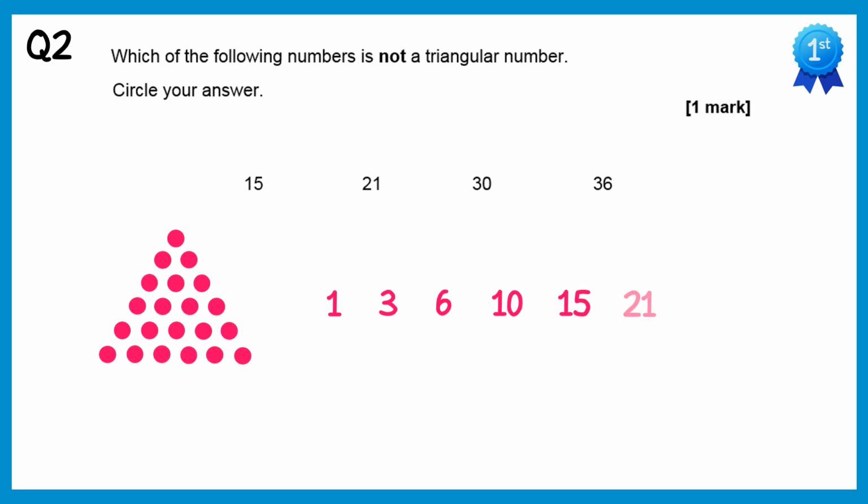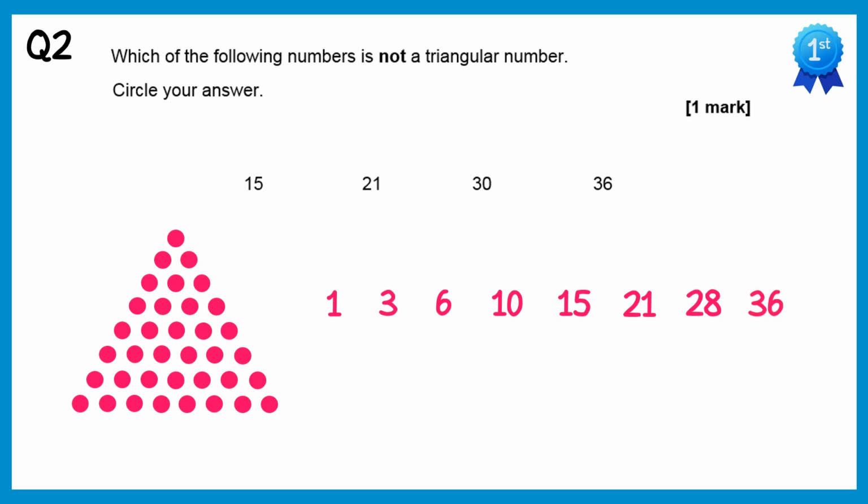Another 6, that gets you to 21. Another 7, that's 28. Another 8, that's 36. Now at this point we can see we've already hit the numbers 15, 21 and 36, but we've gone past the number 30. So 30 is not a triangular number.